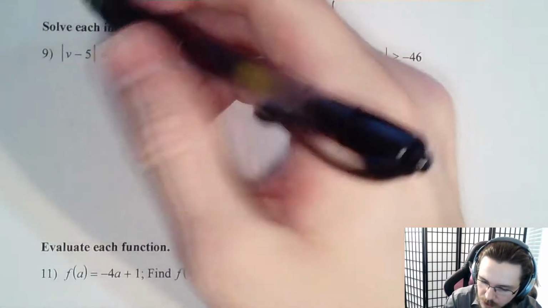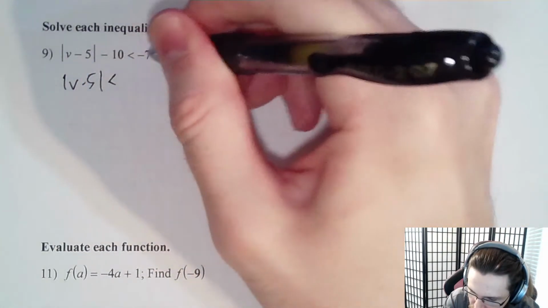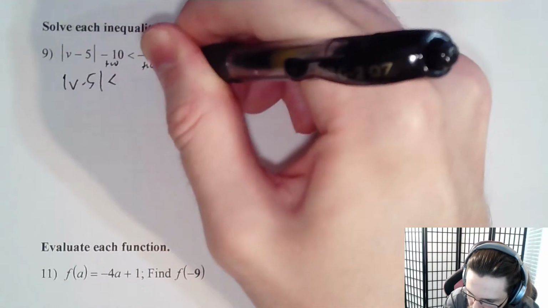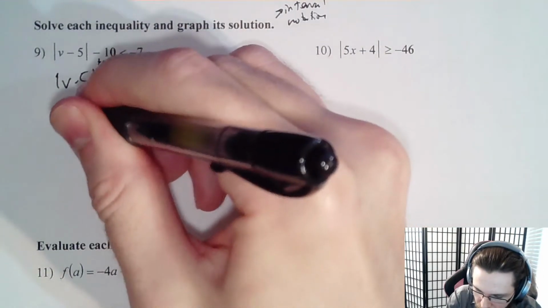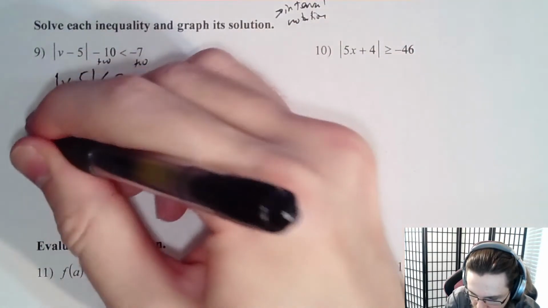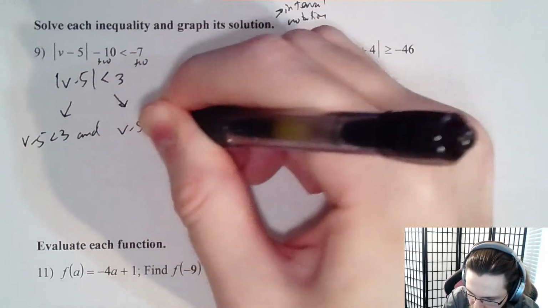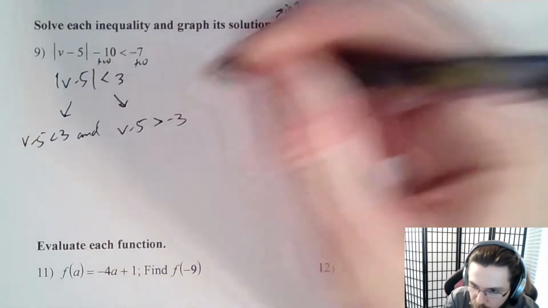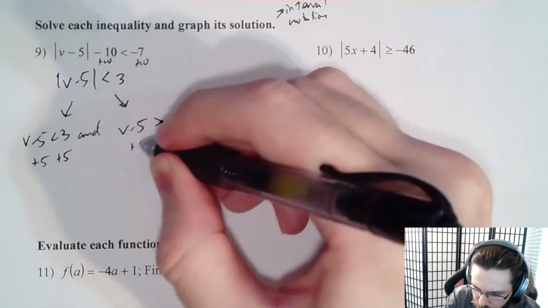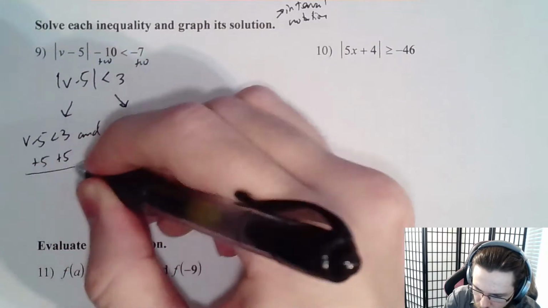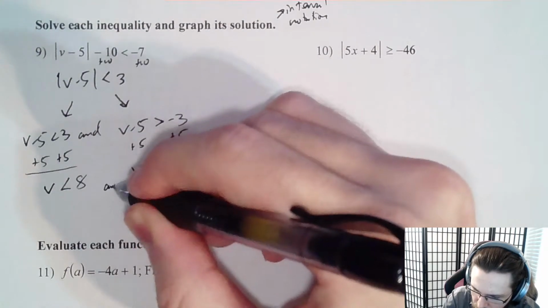Let's do it. So we're going to go ahead and do v minus 5. I'm going to add 10 to both sides, doing plus 10 on both sides of the equation. It's going to give me a 3 here. We split this into 2. Alligator is not eating the absolute value, so it creates an and. And v minus 5 greater than negative 3. So I flip the sign, make that negative. Add 5 to both sides. And we get v is less than 8 and v is greater than 2 with an and in between.